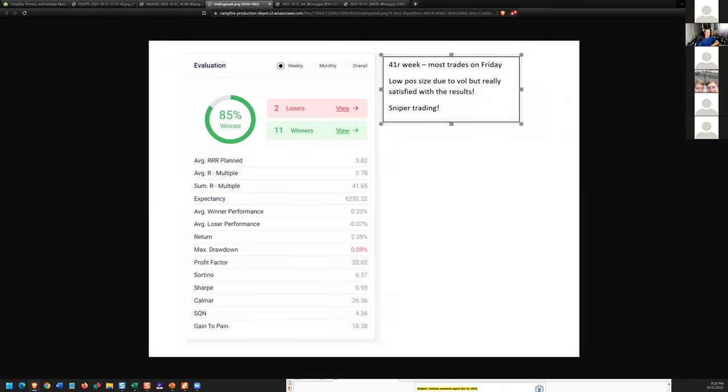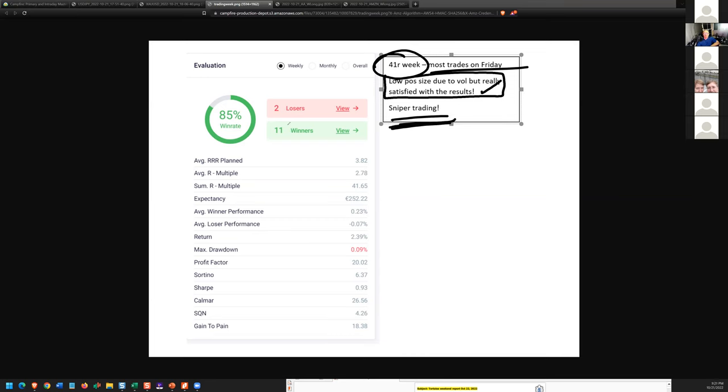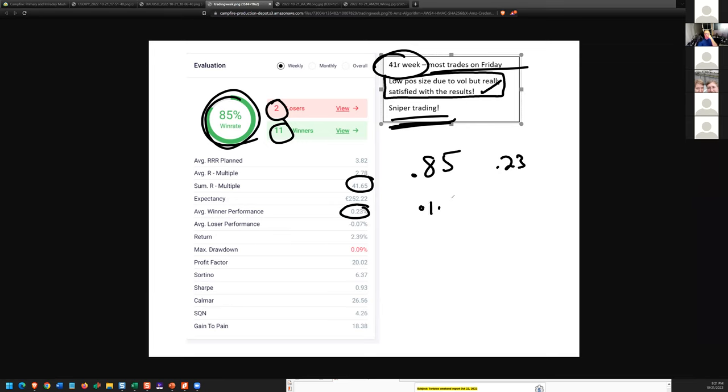Here's his weekly assessment for his prop firm. A 41R week, with Friday being a big day. Lower position size because of volatility, but pretty happy with the results. Pure sniper trading. 11 winners, 2 losers, 85% win rate. So he's winning at 0.85. Makes a little over 41 for the week. The average performance of the winner is 0.23. The average performance of the 15% that lose was minus 0.07. So that's a 3-to-1 ratio.